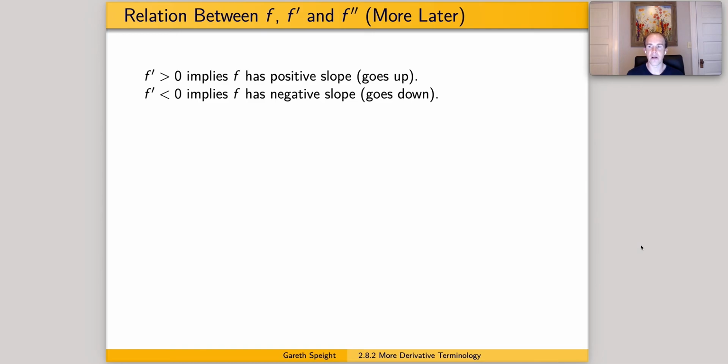So one thing we're going to have to understand is, what does the graph of f say about the graph of f prime, or the graph of f double prime, and vice versa. One thing we can say at the first derivative level is that if f prime is bigger than 0, remember that f prime was supposed to be the slope of the tangent of f. So if f prime is bigger than 0, then f has positive slope, which means the graph is going up. And similarly, if f prime is less than 0, the graph of f has negative slope, so it's going down.